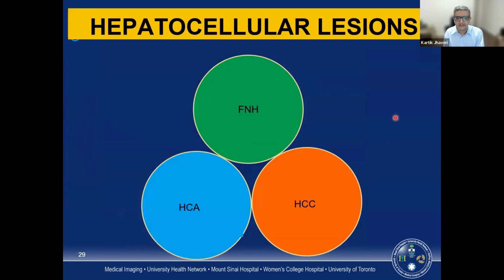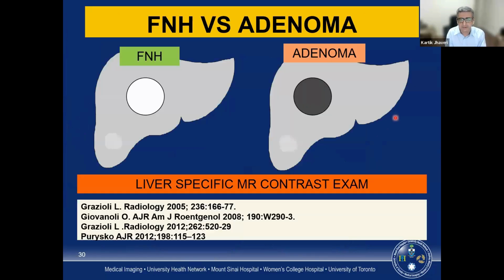Let's move on to hepatocellular lesions, and the big three lesions that we're going to talk about are FNH, hepatocellular adenoma, and hepatocellular carcinoma. And so the FNH versus adenoma distinction, as we know from older literature based on liver-specific contrast agent, is essentially stating that an FNH is hyperintense or isointense to the background liver parenchyma as it contains bile ducts, and the contrast gets excreted within the lesion. And an adenoma does not contain bile ducts and therefore is hypointense on the hepatobiliary phase.